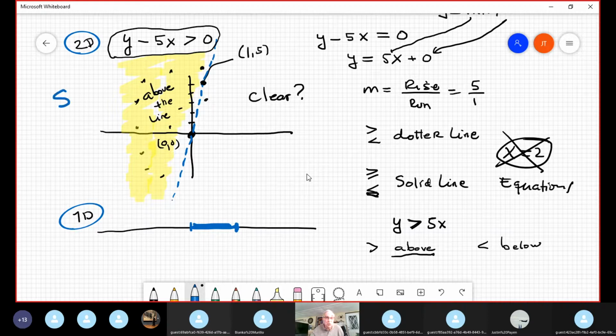This is the solution region. This is a solution region. Is this now clear or not clear, miss? A little bit.